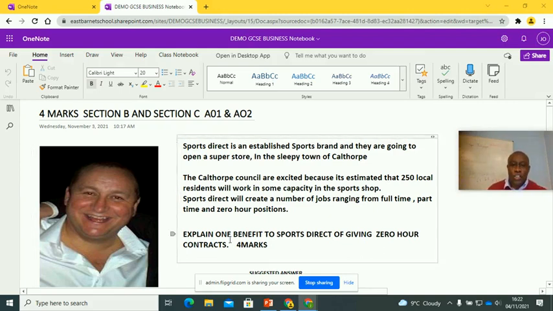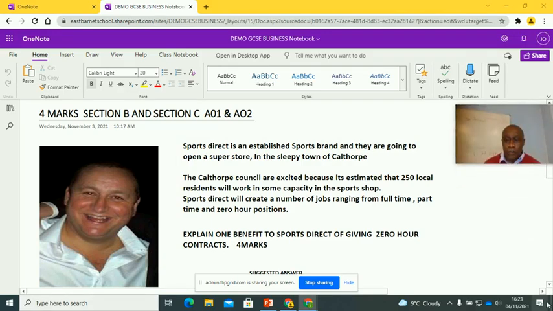Have a look at the question. Explain one benefit to Sports Direct, not to the employees, or to Calthorpe Council, but to Sports Direct. Really important, guys: read the question really carefully. So how do we answer? This can appear in section B or section C. Now, the mark structure is AO1, which is your knowledge, and AO2, which is your reference to your case study. So literally all you're going to be doing is point and explain. Make your point and explain, but you have to show your knowledge.